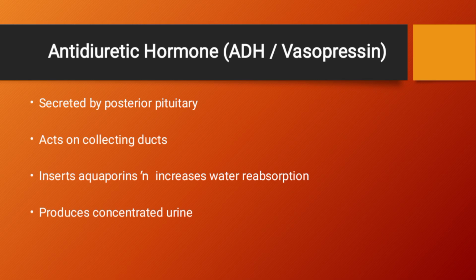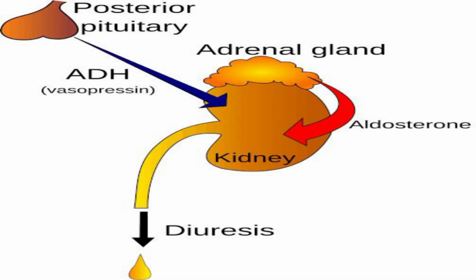Then next hormone is antidiuretic hormone, also known as ADH or vasopressin. ADH or vasopressin is secreted by the posterior pituitary gland in response to high plasma osmolality or low blood volume. In the collecting ducts, it increases aquaporin channels, allowing water reabsorption into the hyperosmotic medulla. This leads to conservation of water and produces concentrated urine.